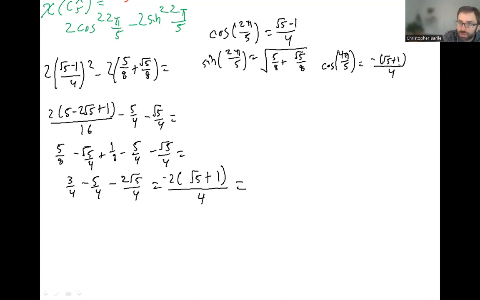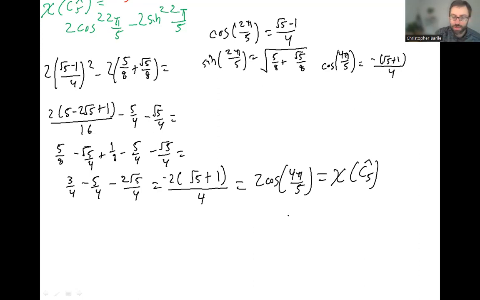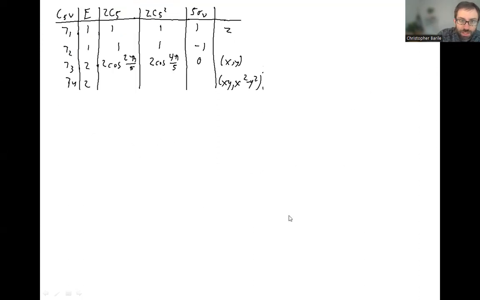What is that equal to? Well, that's why I gave us this term up here. That's just actually 2 times cosine 4 pi over 5. And that is actually our answer for the character of the C5 operation. So a lot of work there to just get to that point. But now we can go back to what we had written earlier, and we can actually write that in. So we figured out that character, 2 cosine 4 pi over 5.